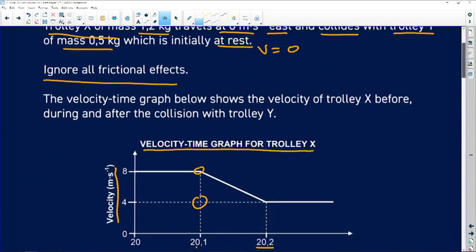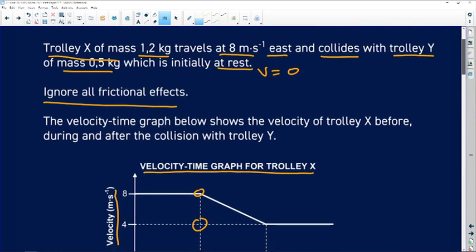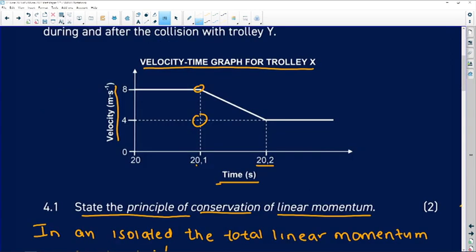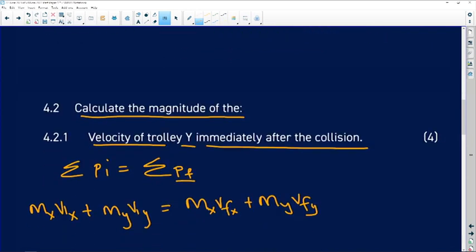From our statement we were given the masses. Trolley X is 1,2 and trolley Y is 0,5, and we have 8 meters per second. But remember, trolley Y was at rest, so its velocity is 0 meters per second. So we can take it from there and see what we can write here.